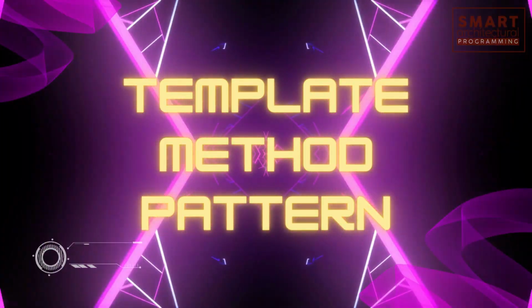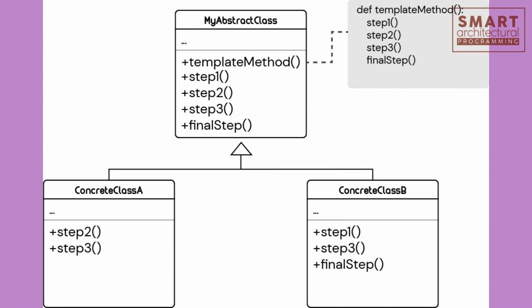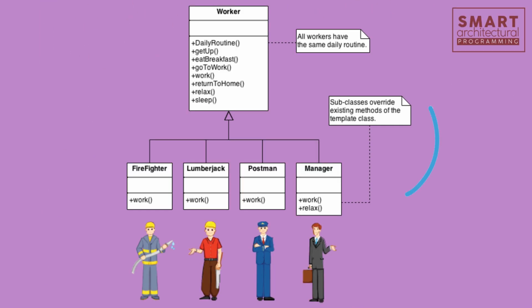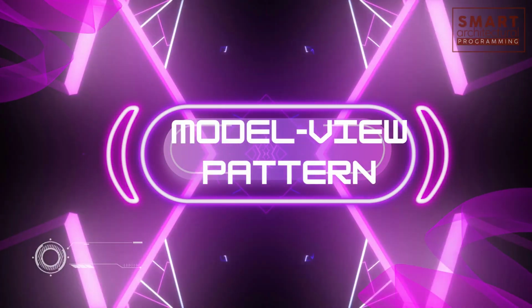Template method pattern. The template method pattern defines the skeleton of an algorithm in a superclass, allowing you to define the concrete steps of an algorithm in subclasses. This pattern is useful when you want to define a common algorithm structure that can be customized in specific ways by subclasses. Section 4, Model View Pattern.